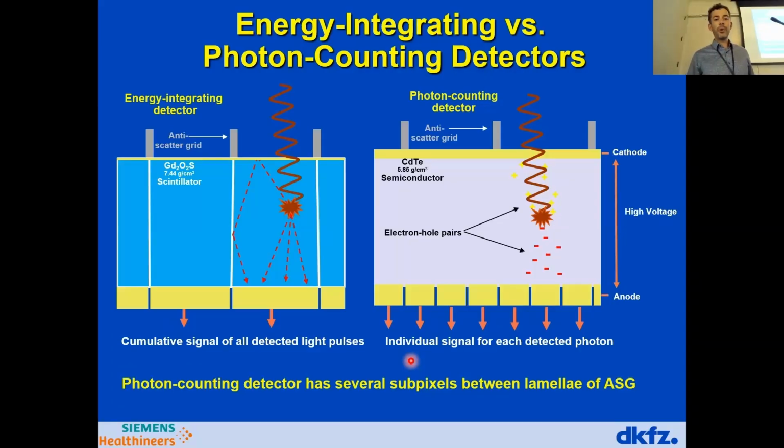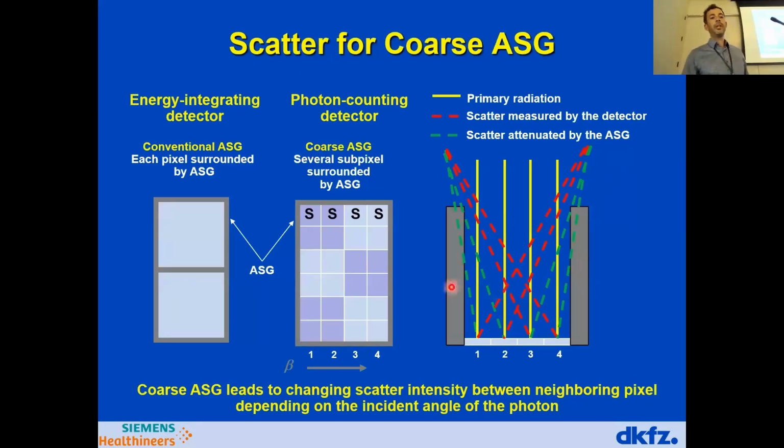Also, if we look on the right side, we can see, since we use smaller detector pixels, we have several subpixels in between the lamellas of the anti-scatter grid. So let's have a look at what this means for our scatter. Here on the left side, we can see our energy integrating detector. We have a conventional anti-scatter grid, where each pixel is surrounded by the lamellas of the anti-scatter grid. In the photon counting detector, we have a coarse anti-scatter grid, where several subpixels are between the lamellas of the anti-scatter grid. So what does this mean for the scatter?